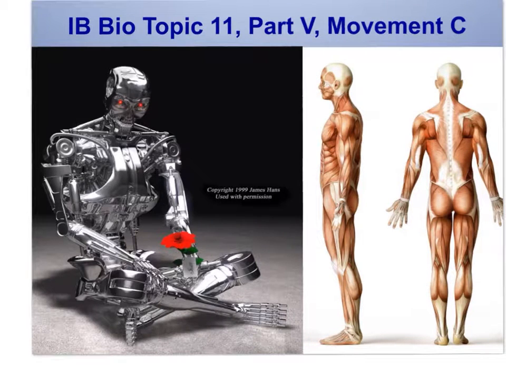IB Bio Animal Physiology Topic 11, Part 5, Movement C, will have its focus on the biochemistry of sarcomere contraction. The movie is not long, but it's detailed. Pay close attention. The essential idea is the roles of the musculoskeletal system are movement, support, and protection.